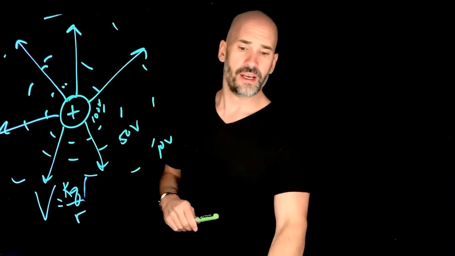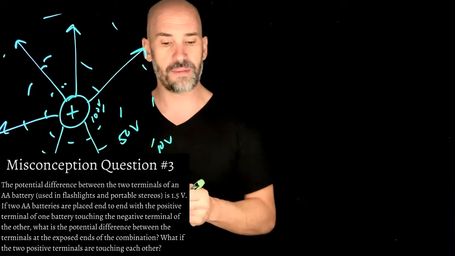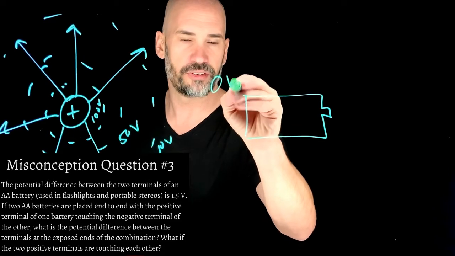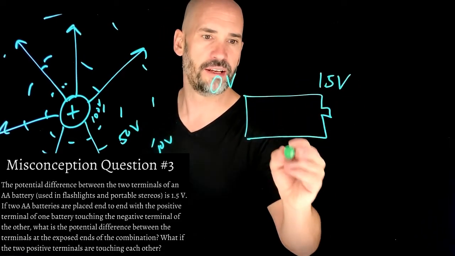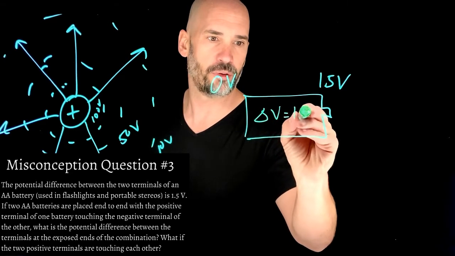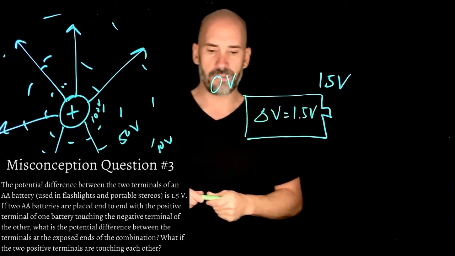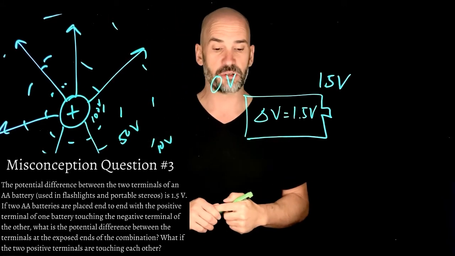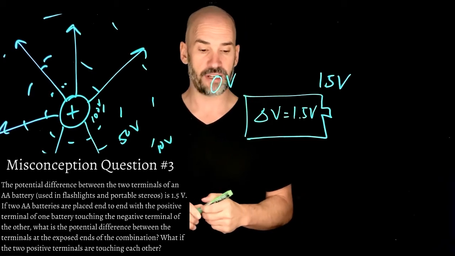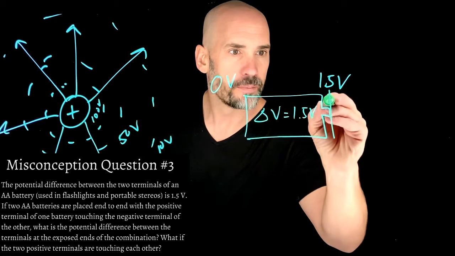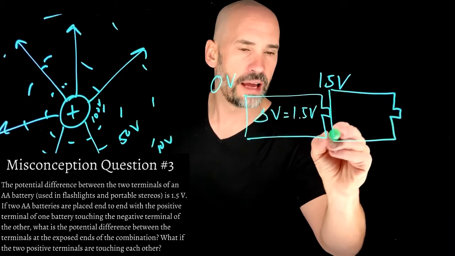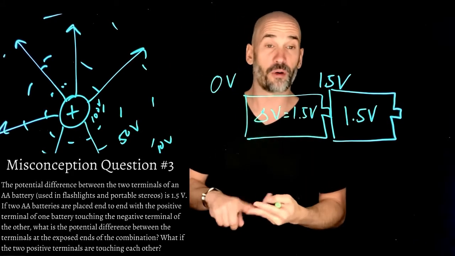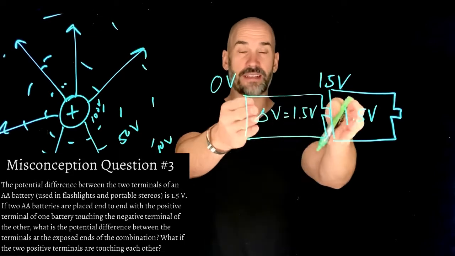Misconception question number 3. The potential difference between the 2 terminals of a AA battery, so here let's look at a AA battery again. And we have this kind of 0 volt side, the negative side, and we have the 1.5 volt side, the positive side. So that the delta V is equal to 1.5 volts. If 2 AA batteries are placed end to end, with the positive terminal of one battery touching the negative terminal of the other, what is the potential difference between the terminals at the exposed ends of the combination? So this is saying, let's add another one, like this, which, anything that you use that says 2 AA batteries or 3 or 4 AA batteries, that's what's happening. You're adding them in series to each other, right?